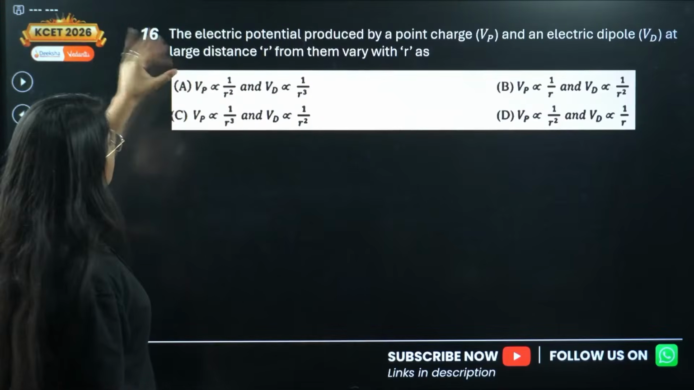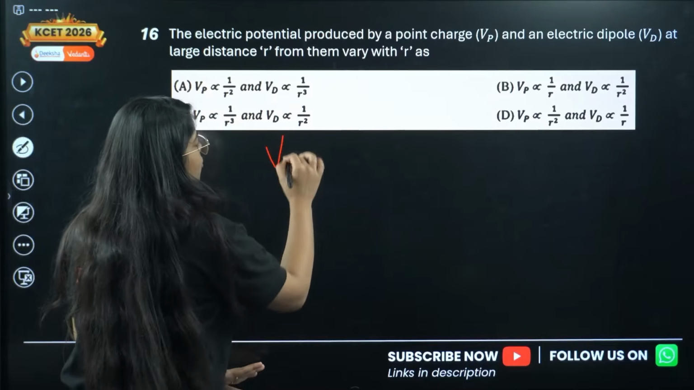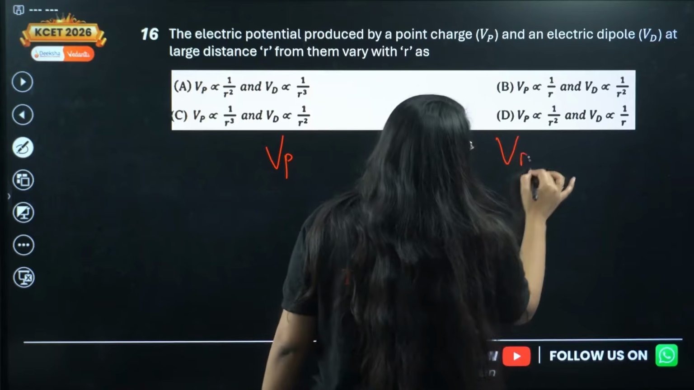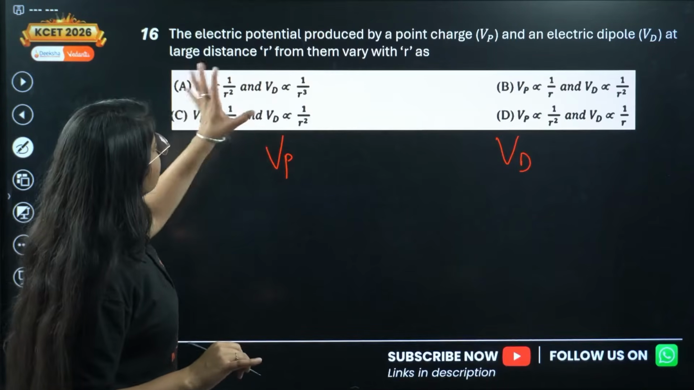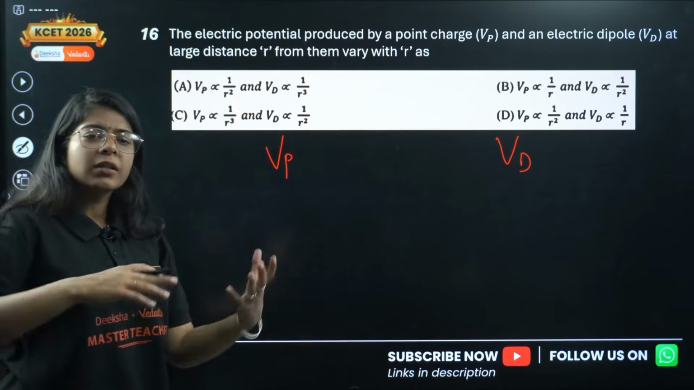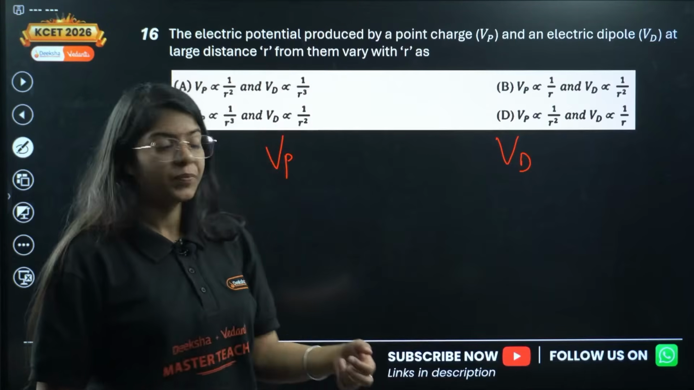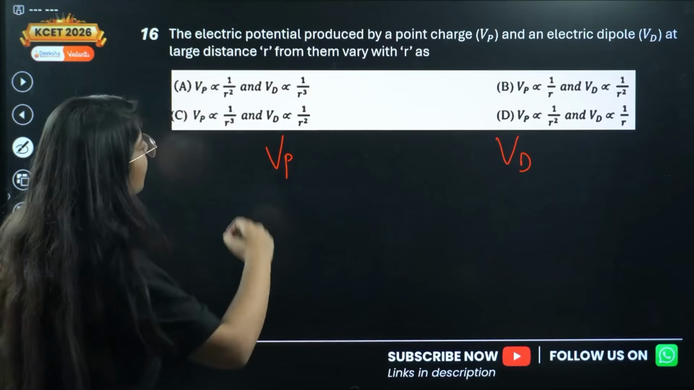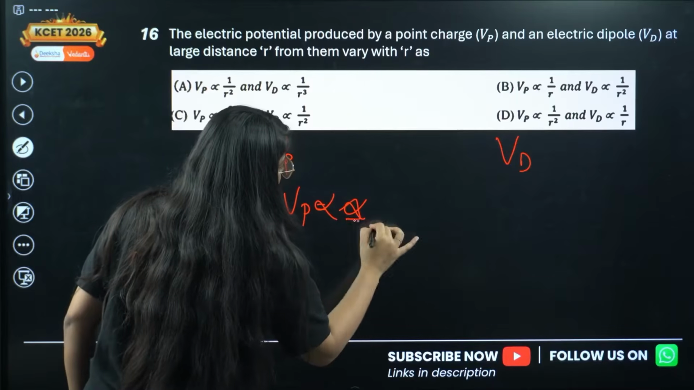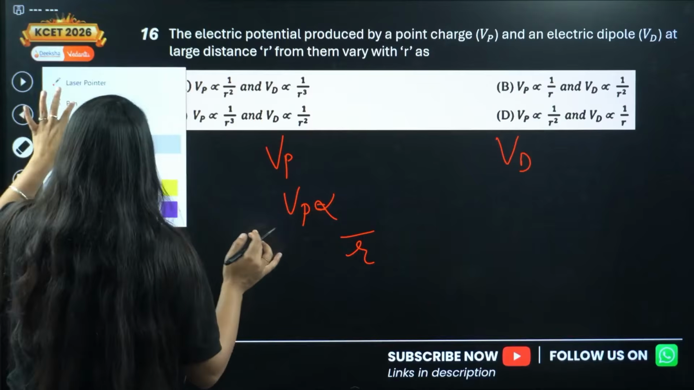16th says, the electric potential produced by a point charge and an electric dipole at a large distance r from them varies with r. So, we have to tell how the electric potential due to a point charge and due to a dipole varies with r. Now, let us just see, for a point charge, I know that it varies with 1 by r. I have seen this multiple times. It varies with 1 by r.